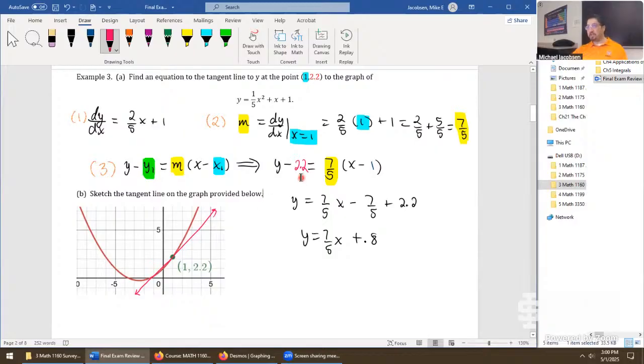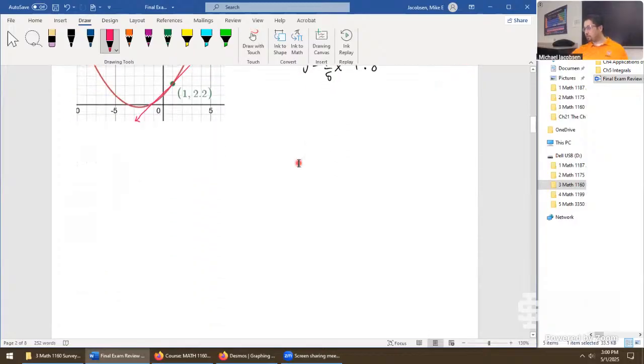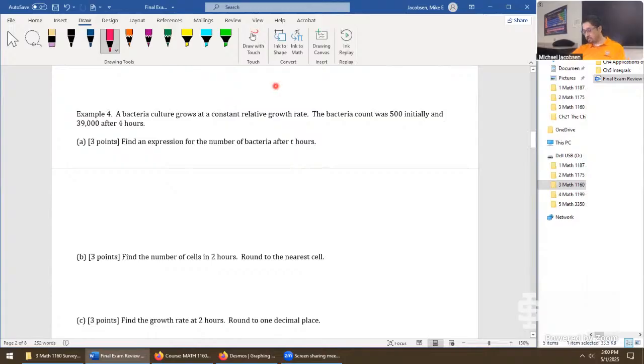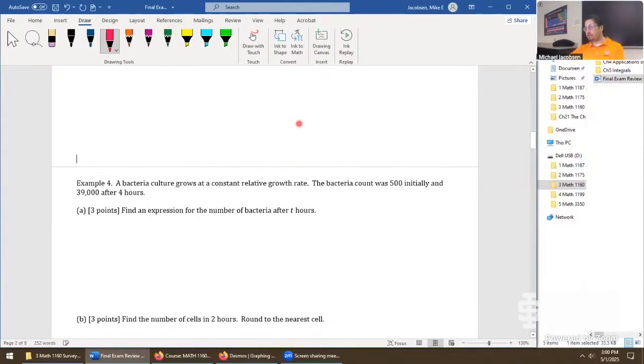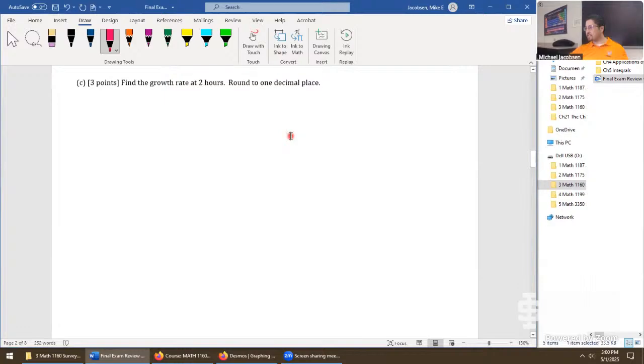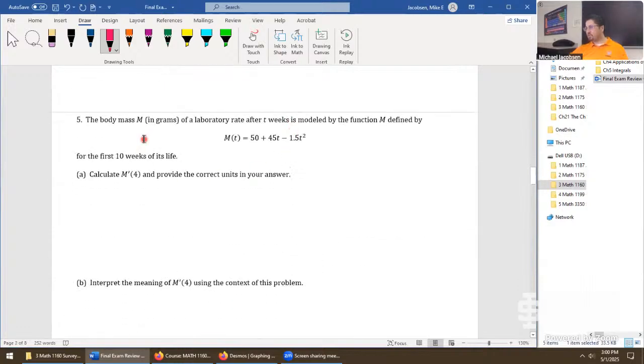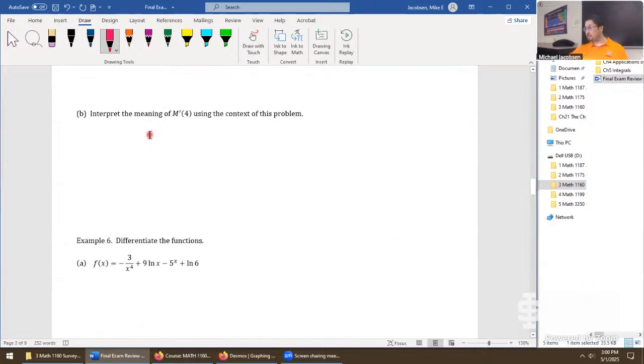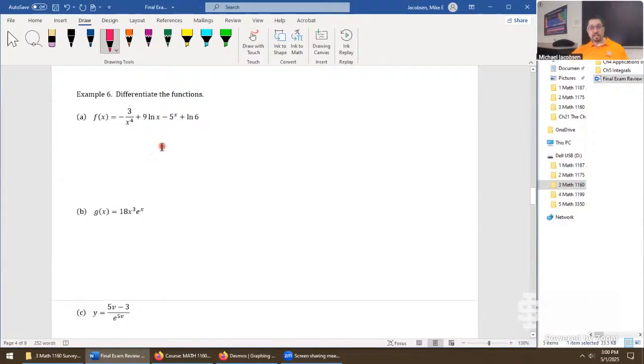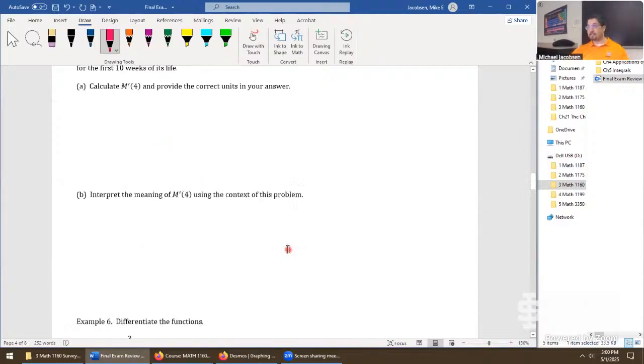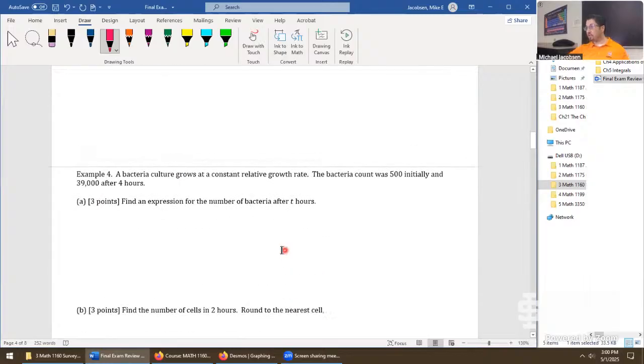But let's now jump into the next problems. Looks like we're getting into a couple applications. This one's on bacterial growth, section 3.6. After that, this one looks like a section 3.3 problem. And then we'll just do some routine differentiation for extra practice on these. So these shouldn't take too long.